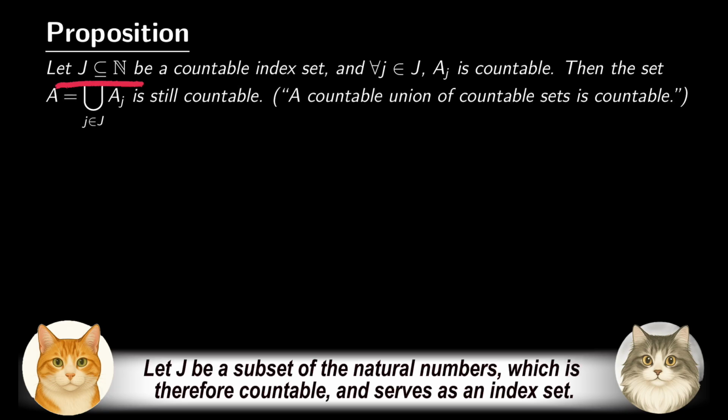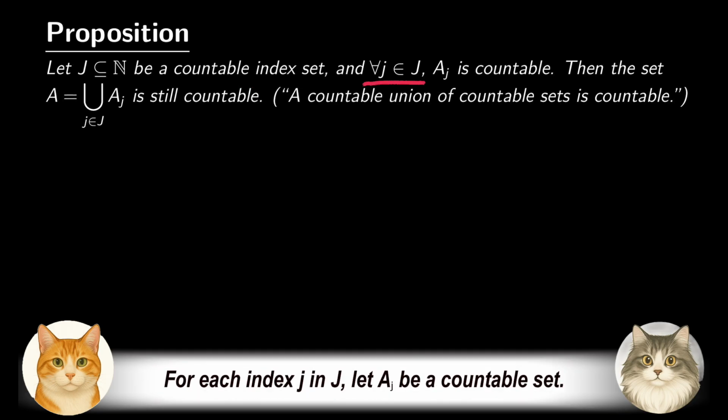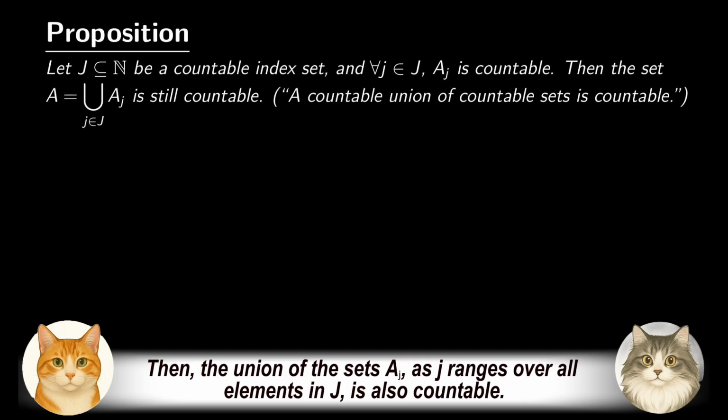Let J be a subset of the natural numbers, which is therefore countable, and serves as an index set. For each index j in J, let Aj be a countable set. Then the union of the sets Aj, as j ranges over all elements in J, is also countable.